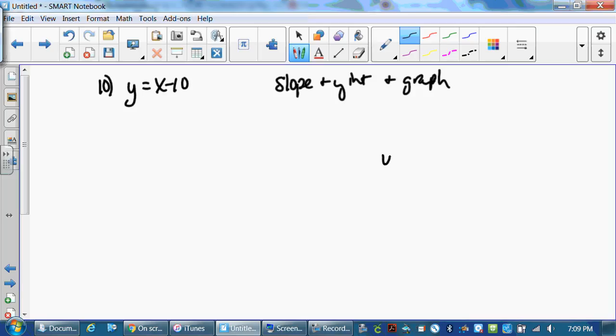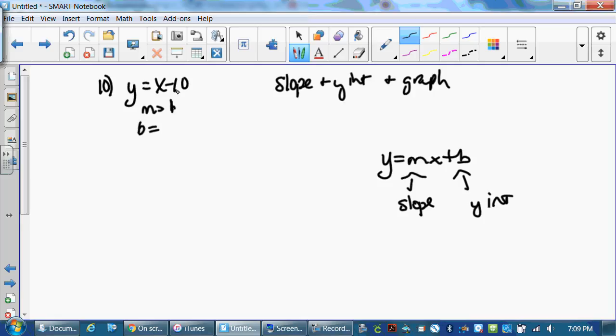In number 10, y equals x minus 10. They want to know what is the slope and what is the y-intercept, and they want me to graph it. A little background on slope-intercept form: whenever you solve an equation for y, it's in the form y equals mx plus b. M is your slope, and that's your rise over your run. B is your y-intercept. So for this particular equation, my slope is the number in front of x. Well, there's not a number there, so my slope is 1. My y-intercept is negative 10.